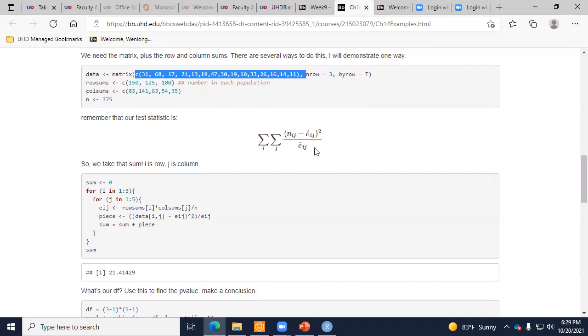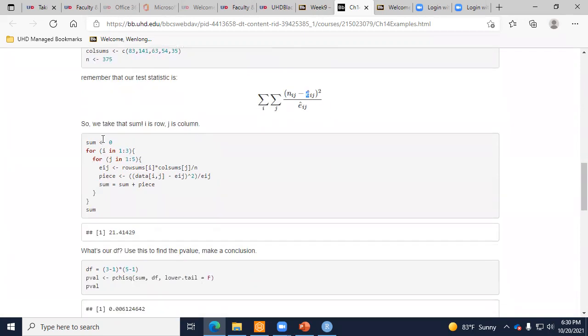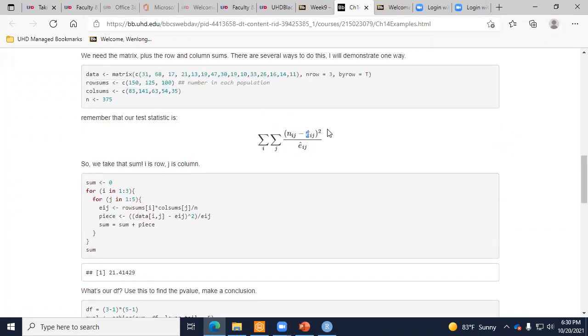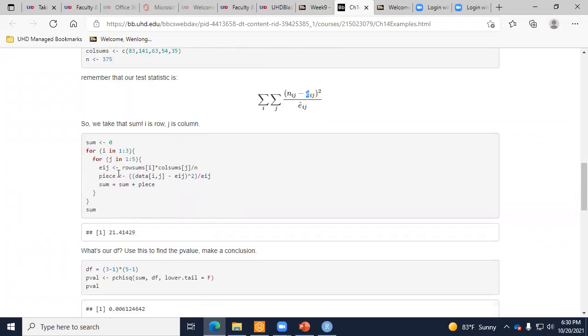Well, remember we want to get this test statistic. So how do we get this E_ij hat? This is what we want to calculate. We want to eventually sum up over all these values the squared difference divided by this expected count. There are many ways of doing this, like doing the calculation with that matrix, but this is just one way of calculating.